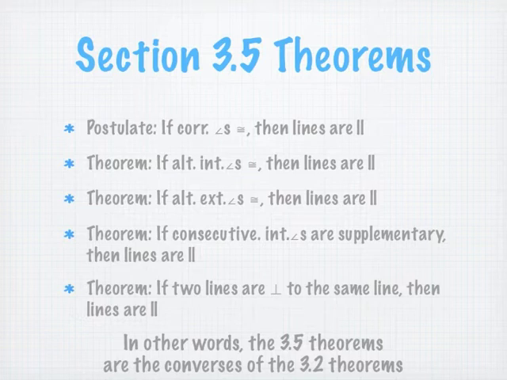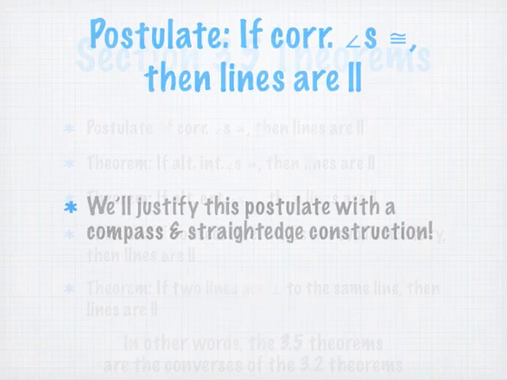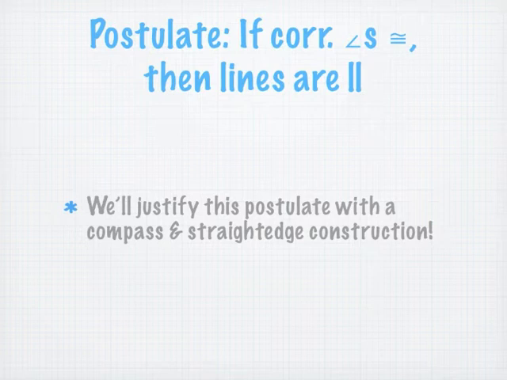But first, let's take a look at that postulate. So that postulate, if corresponding angles are congruent, then lines are parallel. What we'll do first is we'll justify this postulate with a compass and straight edge construction. So once again, you'll want to get this down in your notes, pull out your compass and straight edge, and follow along.